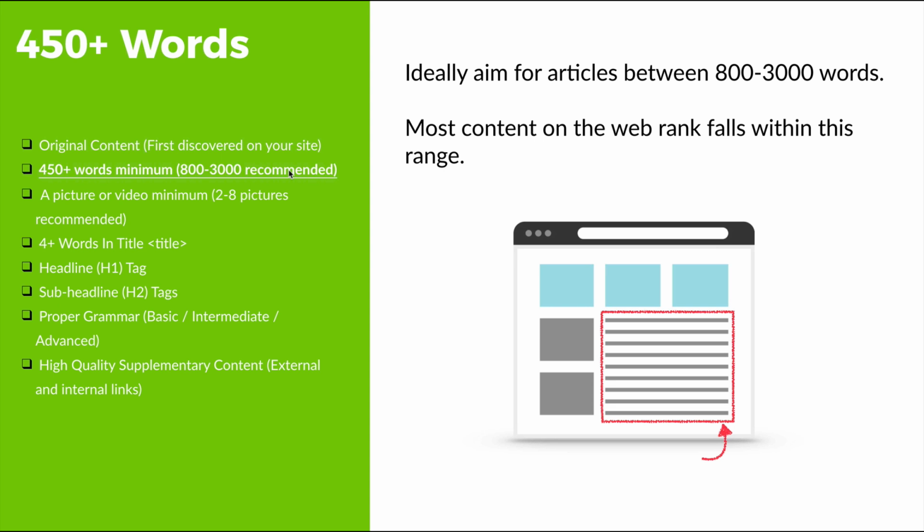Next, we want to have a minimum of 450 words. So if you have really thin pages, pages with like 80 words or around 100 words, those are typically not seen as very high quality pages on Google. Usually the ideal articles tend to be between 800 and 3,000 words. That's typically where most of the web stuff ranks. That's what we want to be aiming for.